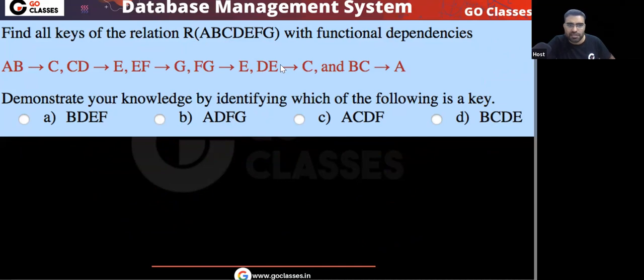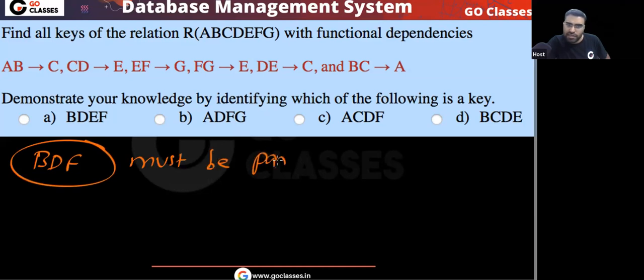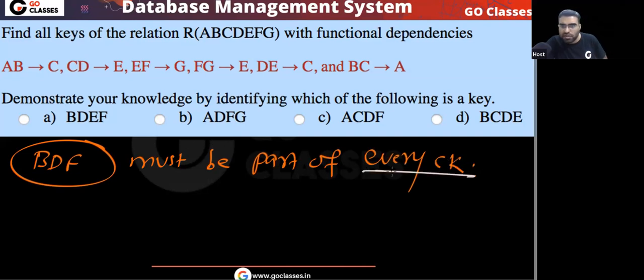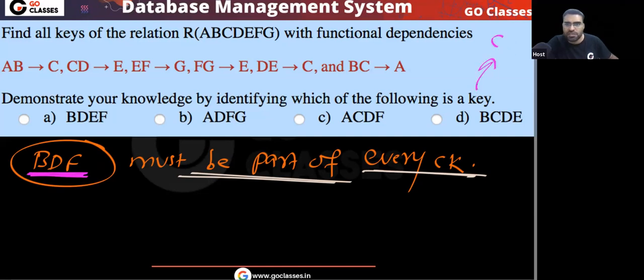If this question comes in the GATE exam, notice that BDF must be part of every candidate key. So tell me, which options are gone? This BDF must be part of every candidate key, so this option is gone, this option is gone, this option is gone automatically.